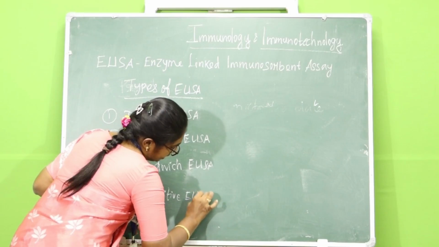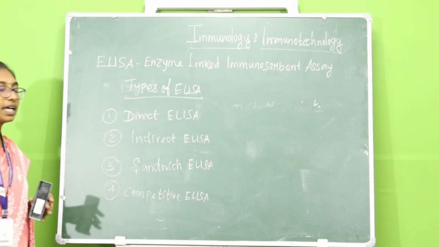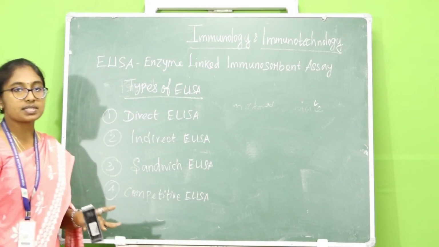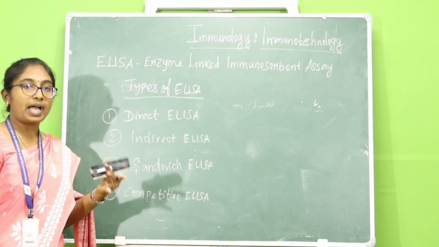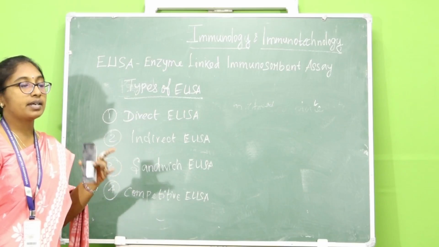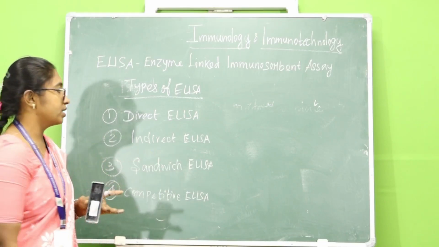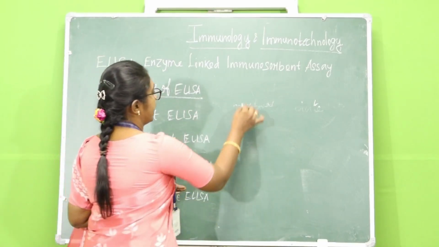Competitive ELISA. All types of ELISA follow the same principle, but they differ in the number of antibodies used and the series of reactions. Let me explain from a simple diagram.